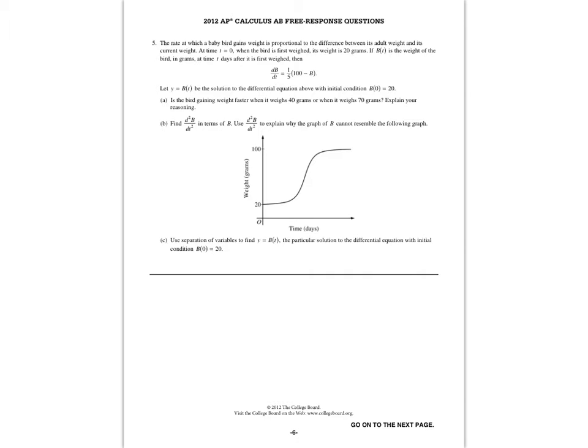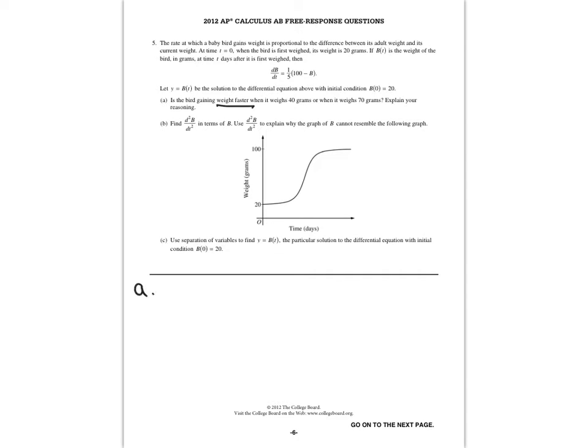So all we want to do is plug in for B here, okay? Because when you're being asked, is the bird gaining weight faster, that means we want to know, is our rate of change greater at 40 or at 70? And remember, that's what this is. This is our rate of change of the bird's weight with respect to time. So we just want to evaluate this at those two different weights and see which one is bigger.